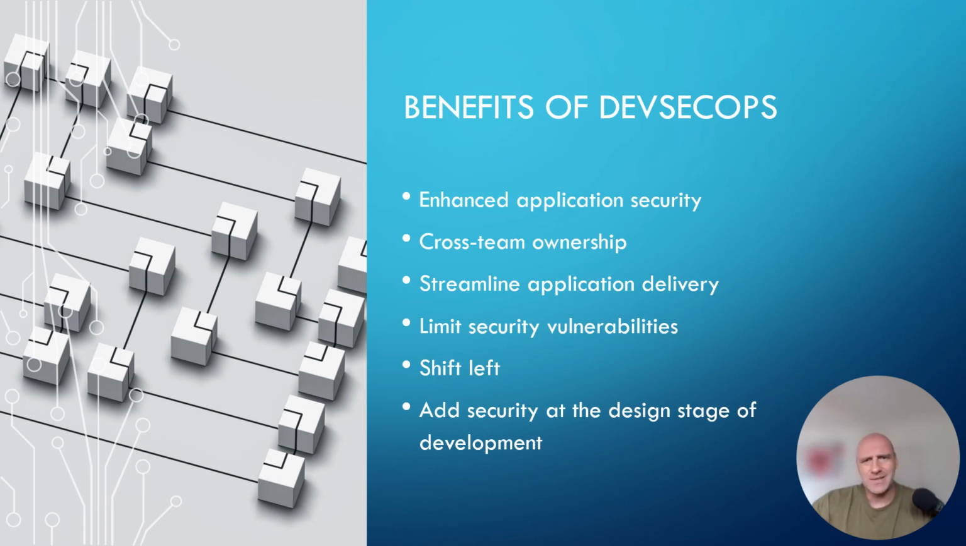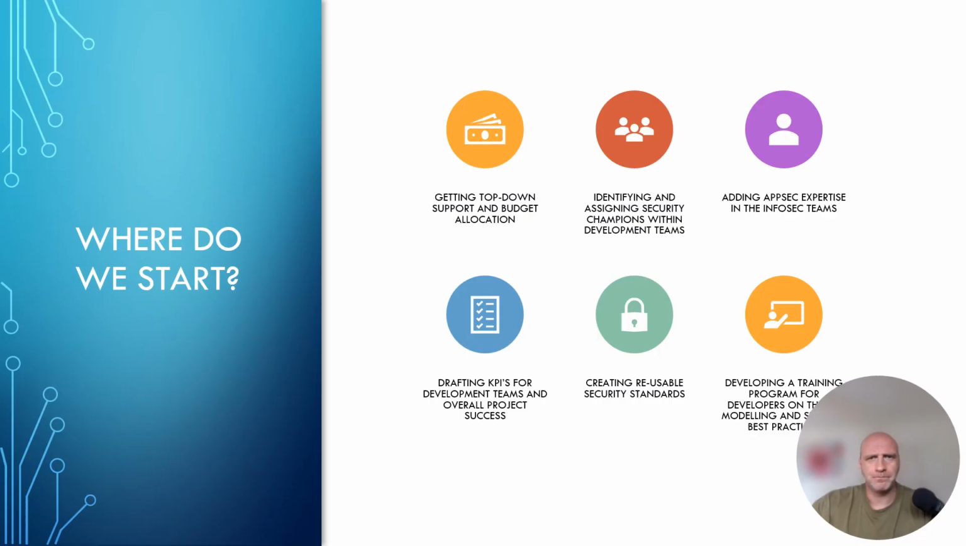So it brings a host of benefits to agile development teams to scale and remove any security vulnerabilities from the code, as well as to streamline the speed at which we deliver code to production. So there's a host of great benefits in that case. So where do we start?